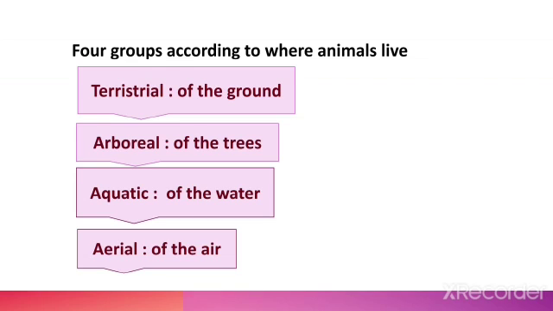We can make four groups according to where animals live. Now let us learn the four groups one by one. Terrestrial, of the ground. Arboreal, of the trees. Aquatic, of the water. Aerial, of the air. Now let us learn one by one.